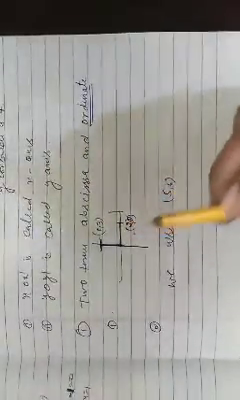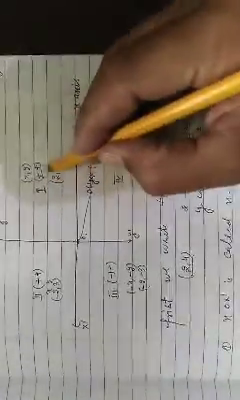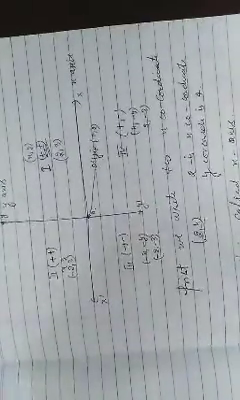Point plotting. We write the point (5, 6). In which quadrant does the point (5, 6) lie? 5 and 6 are both positive. As we read earlier, in the first quadrant both are positive. Point (5, 6) lies in the first quadrant.